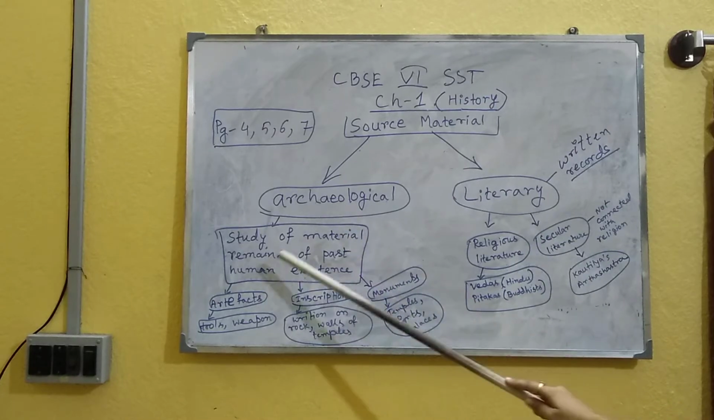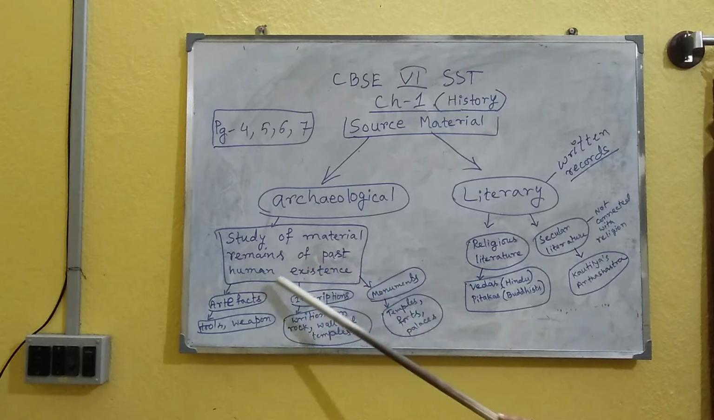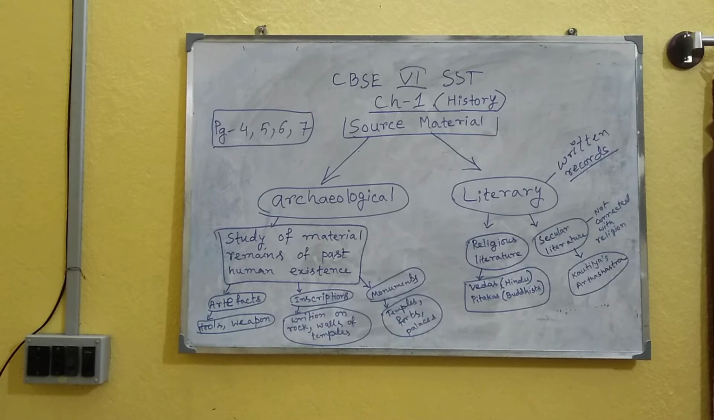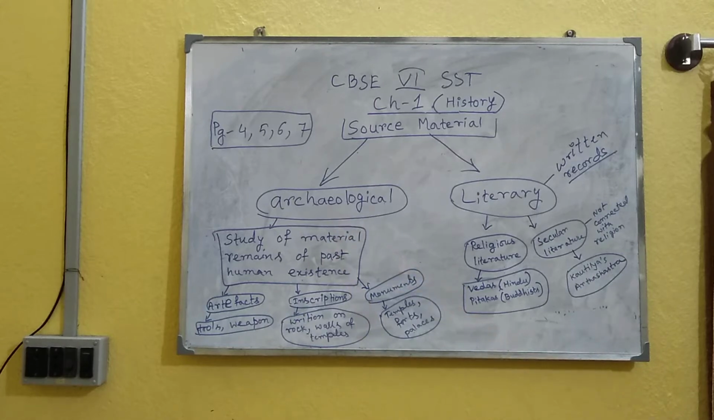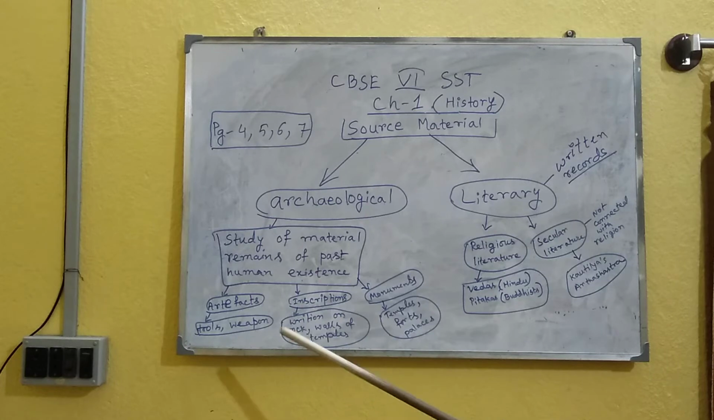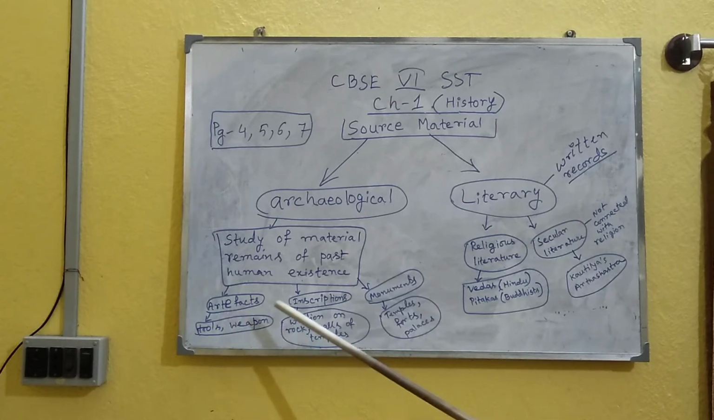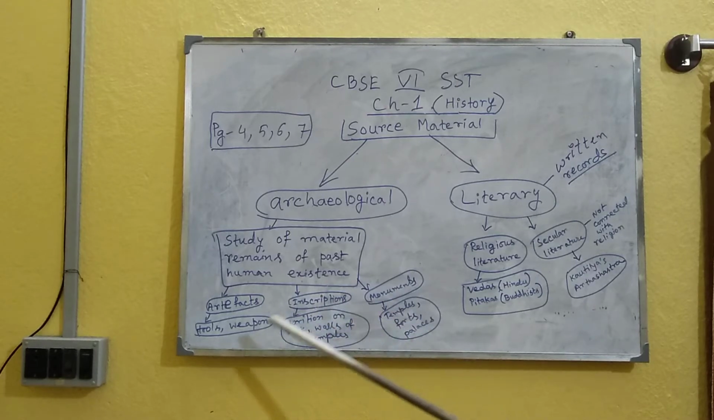Archaeological sources means the study of material remains of past human existence. That means those materials which were situated at past time, which are discovered by the historians in today's life, those materials are called the archaeological sources. We can divide it into three parts: one is artifacts, second one is inscriptions, third one is the monuments.